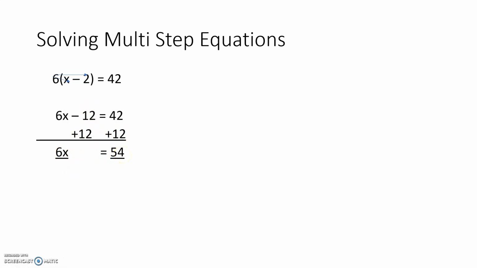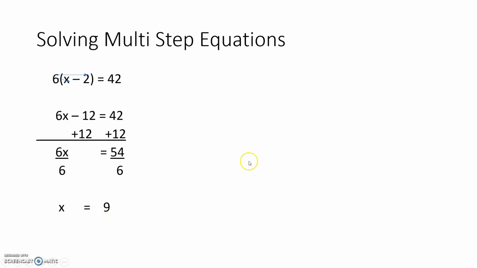All my variables are on one side, so step 4 basically gets skipped because it's already on one side. So now we can skip to step 5 and isolate our variable. We're going to divide both sides by 6. Remember, 6x means 6 times x, so the inverse operation of multiplication is division. Divide both sides by 6, and we get x equals 9.